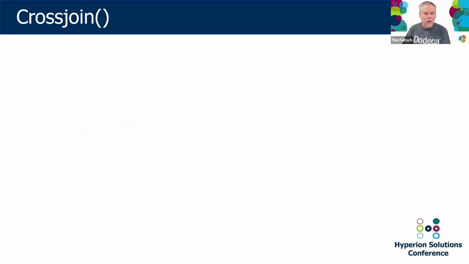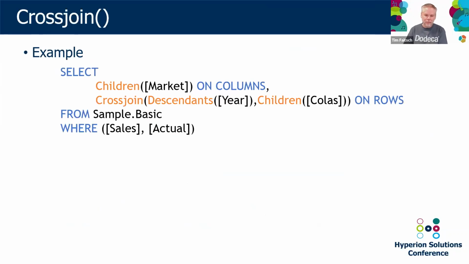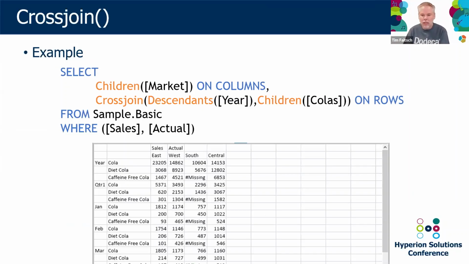All right. So another example, let's look at an example of using cross join with a select here. So we've got our select statement, and we're going to ask for the children of market on our column. So across the top, and we're going to ask for the descendants of year joined with the children of COLA on the rows, and in our page members we'll put sales and actual. So what does that look like?